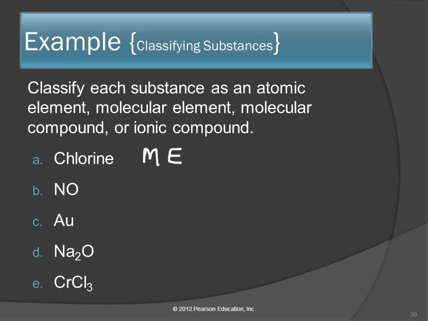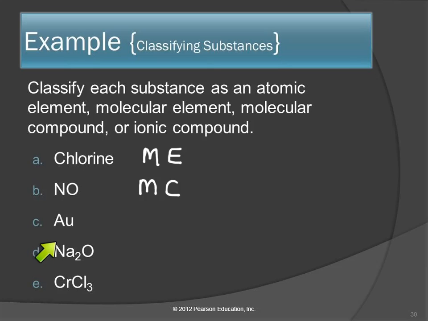How about NO? N-O. Element or compound? Compound. It has 2 capital letters, so it's got to be a compound. Molecular or ionic? Molecular. Why? There's no metal in it. Nitrogen and oxygen are both nonmetals. In order for it to be ionic, it pretty much has to have a metal.